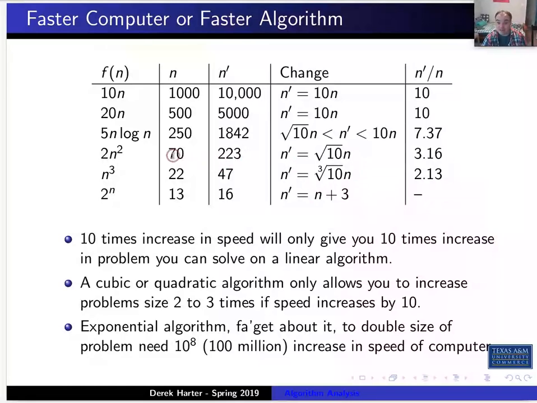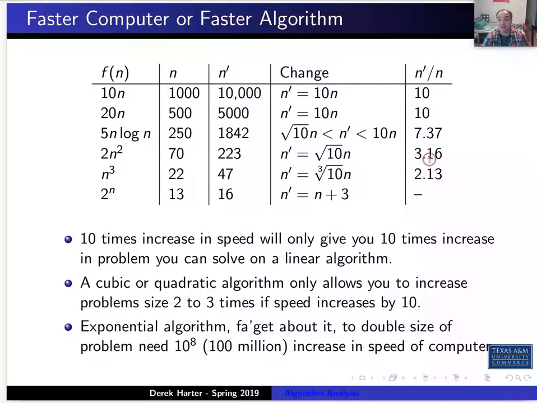But that's not so for an increase in the speed of my computer by 10 times, I was only able to handle problems that are 3 times bigger in the same amount of time, okay? So n squared does a lot worse than a linear, an order n algorithm, right? So increasing my computer speed by an order of magnitude, by 10, only allows me to increase the problem size I can handle by 3 every time.